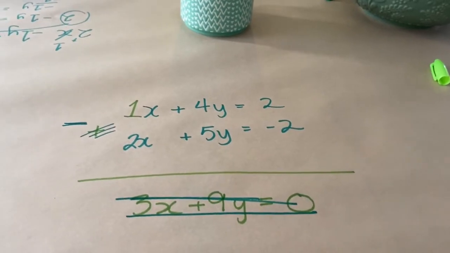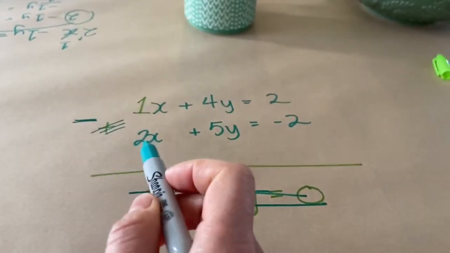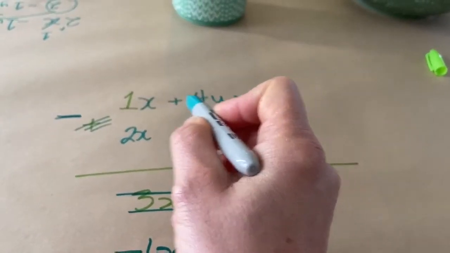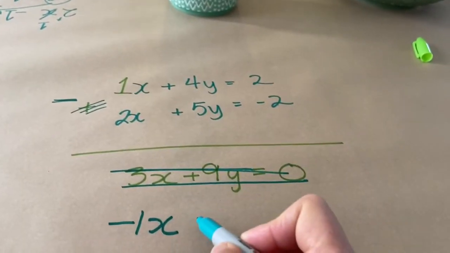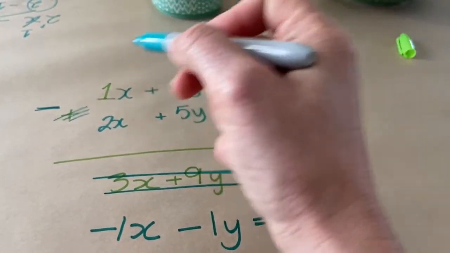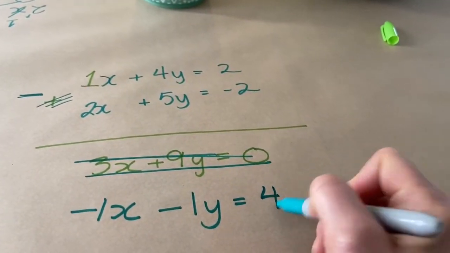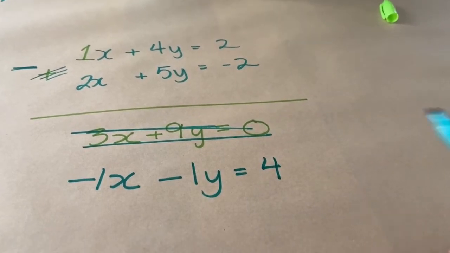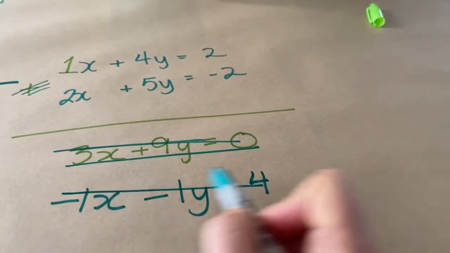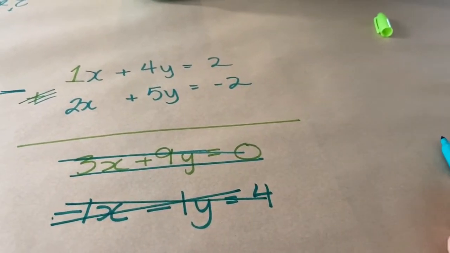Okay, so I'm subtracting. 1 minus 2 gives me negative 1x. 4 minus 5 gives me negative 1y. And 2 subtract negative 2 gives me 4. That doesn't seem to work either because I still have x's and I still have y's. Elimination doesn't seem like it's going to work for this question.